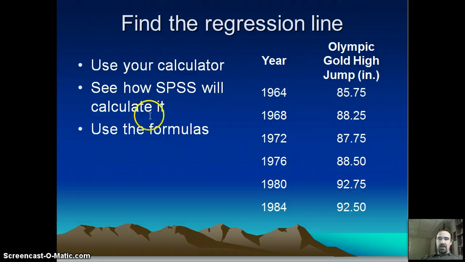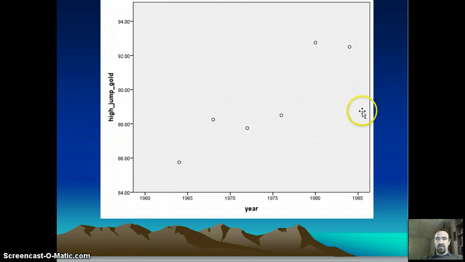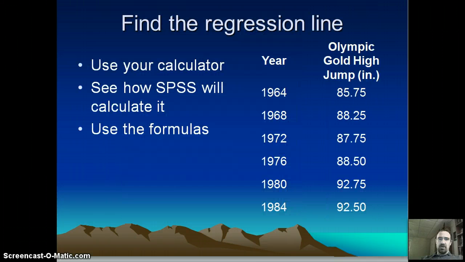Let's use our calculator and use SPSS to calculate the least squares regression line. First, real quick, before you do that, it's always a good idea to take a quick look at the scatter plot. So here's a scatter plot of that data. Here's the years 1960 to 85, and we can see how the high jump went every 4 years. And it looks like a linear regression line would be a pretty reasonable model for this. So let's go ahead and calculate it.